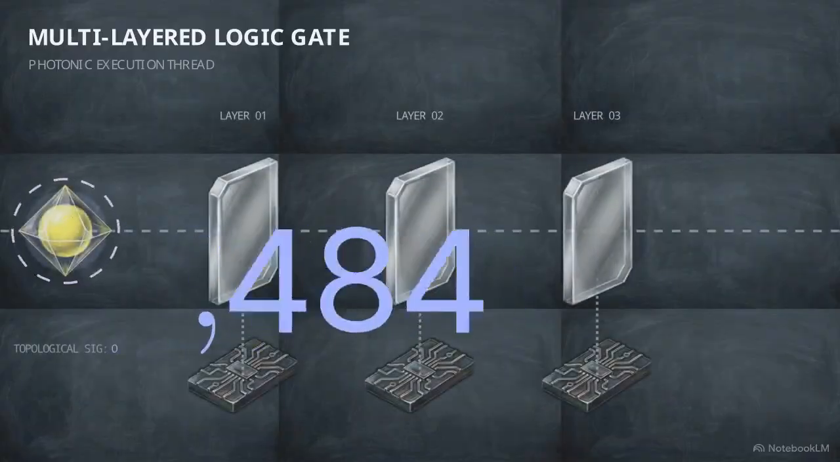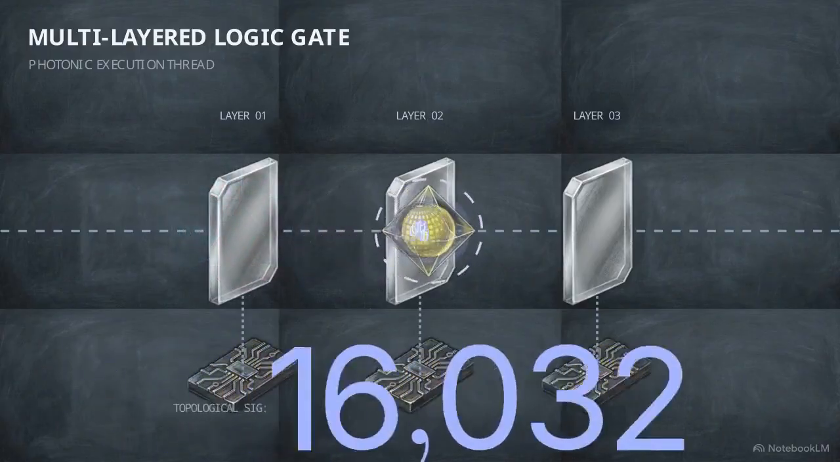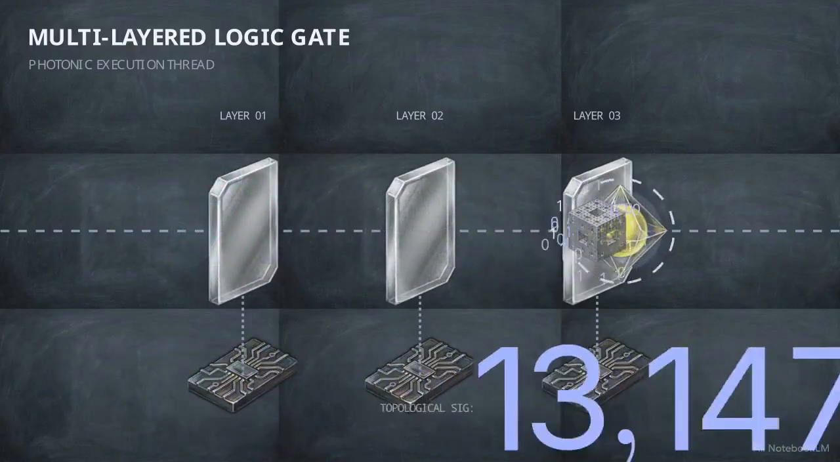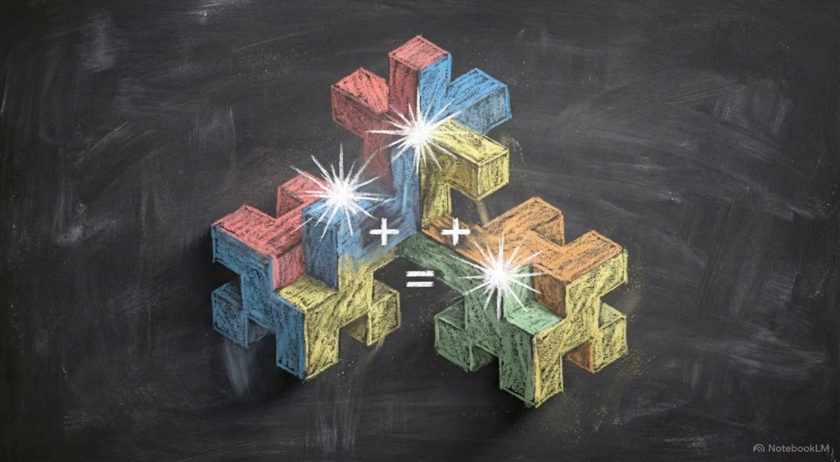With 17,000 unique geometric signatures available, a single photon possesses the topological complexity required to function as a multi-layered logic gate. Interactions between light and its environment become active calculations. The resulting physical state is determined by how these 48-dimensional geometries interface with one another.